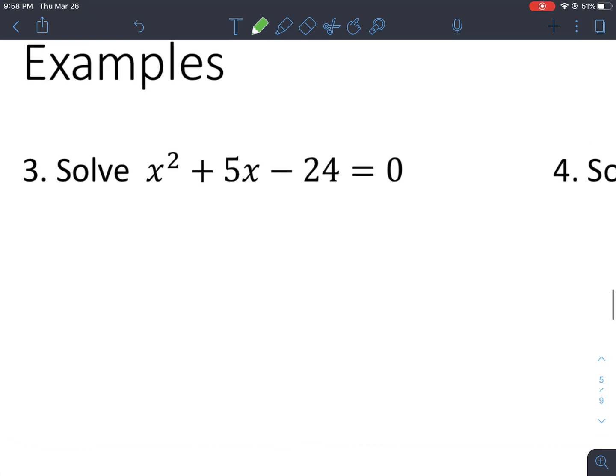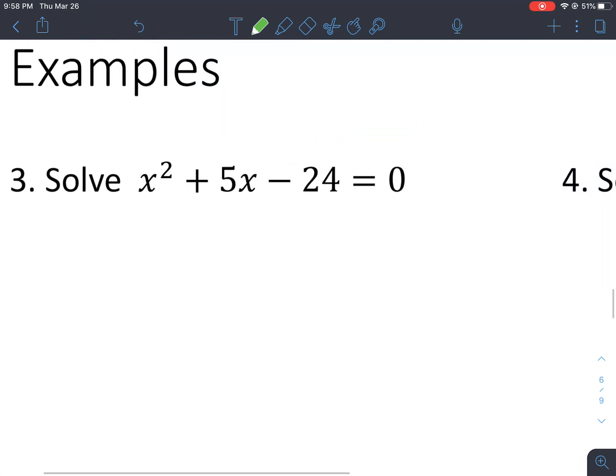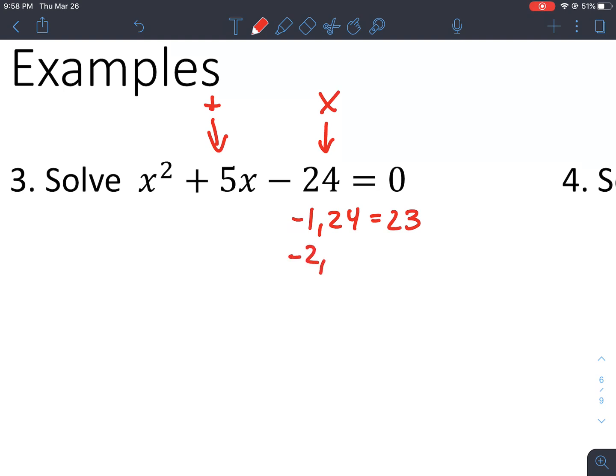So first example here, x squared plus 5x minus 24. Okay, we are solving by factoring. So I want to think about what two numbers are going to multiply to negative 24 and add to positive 5. So remember, if they're multiplying to negative 24, that means one has to be positive, one has to be negative. Let's try our factors. Negative 1 and 24, that comes out to be 23. Negative 2 and 12, that comes out to be 10. Negative 3 and 8, that comes out to be 5.